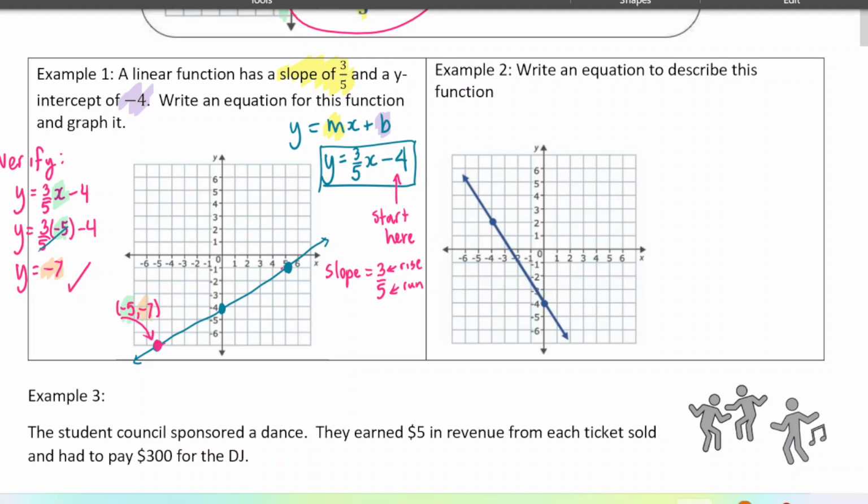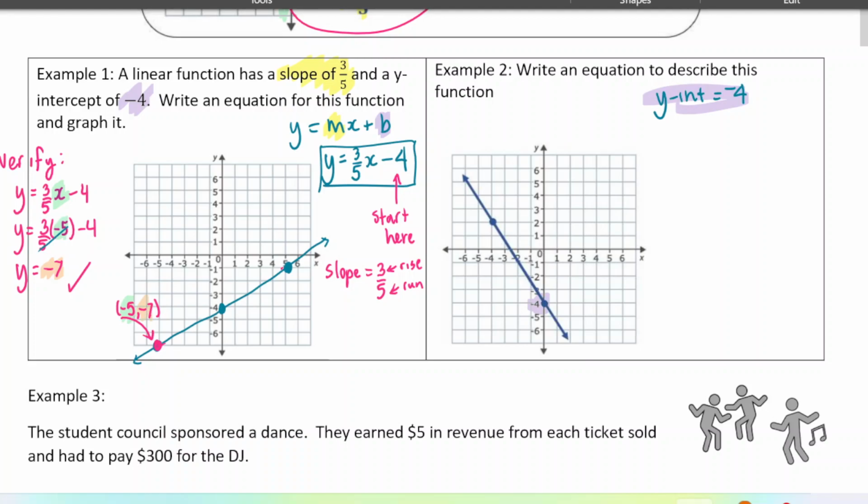Okay, let's do example 2. We're writing an equation to describe a graph that's already drawn for us. So we're kind of going the opposite direction as we did in example 1. So I'm going to highlight some things here. We have the same y-intercept. It's -4 here. And the slope you just want to count, and you can use any 2 points.